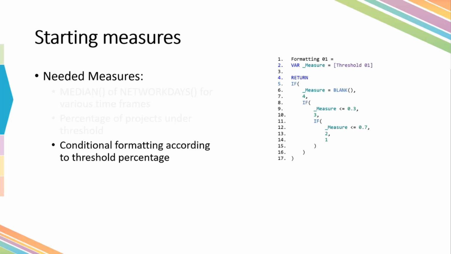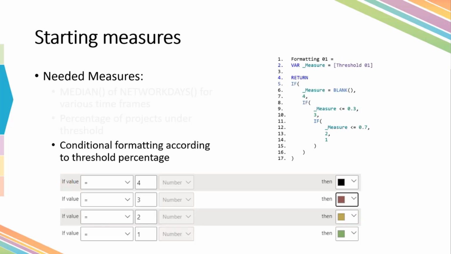And then I have a conditional formatting measure that I put on top of the threshold. That's something that's my personal preference. I like to work as minimal as possible in the visuals themselves and rather control things via measures. In this case, I use the threshold measure that I just showed before. And if that measure puts out a blank, then it's supposed to give the value 4. If it's under 30%, then 3, 70%, 2, and the rest 1. And that's how I then implement this in each visual.